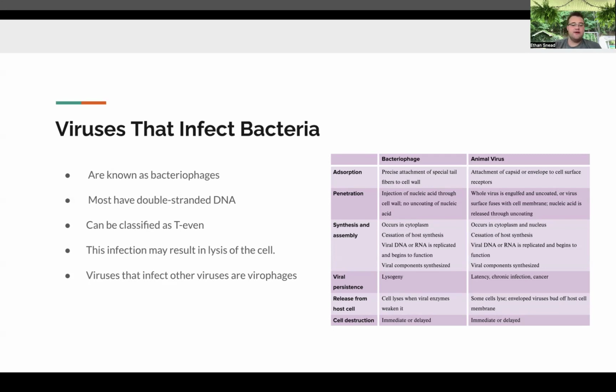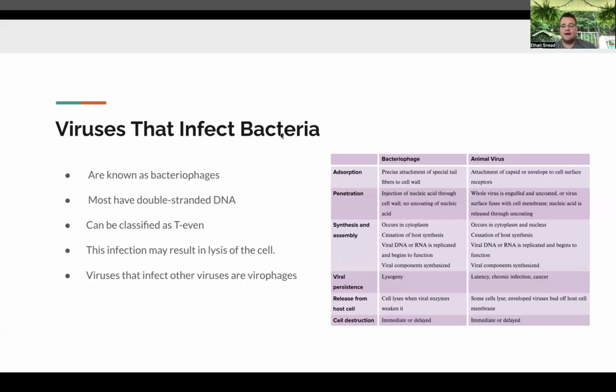Bacteriophage infections can also cause, and will more than likely always cause, the lysis of the cell. This happens because the cell is said to be in the lytic phase of the cycle, and this usually damages the cell, as we discussed earlier. Viruses that infect other viruses are called virophages.